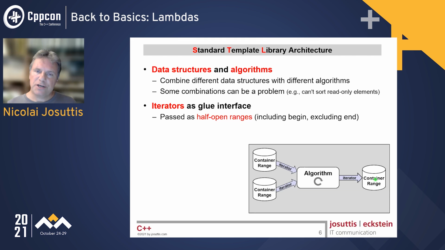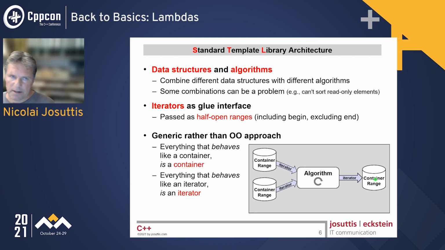The basic approach here is not an object-oriented approach. It was a generic approach. This was the beginning of the success of templates and generic programming. So, for example, we didn't have a base class for containers. We didn't have a base class for iterators. Everything that behaves like an iterator, you can use. For example, raw pointers are valid iterators. And everything that behaves like a container can be used as a range to read from.